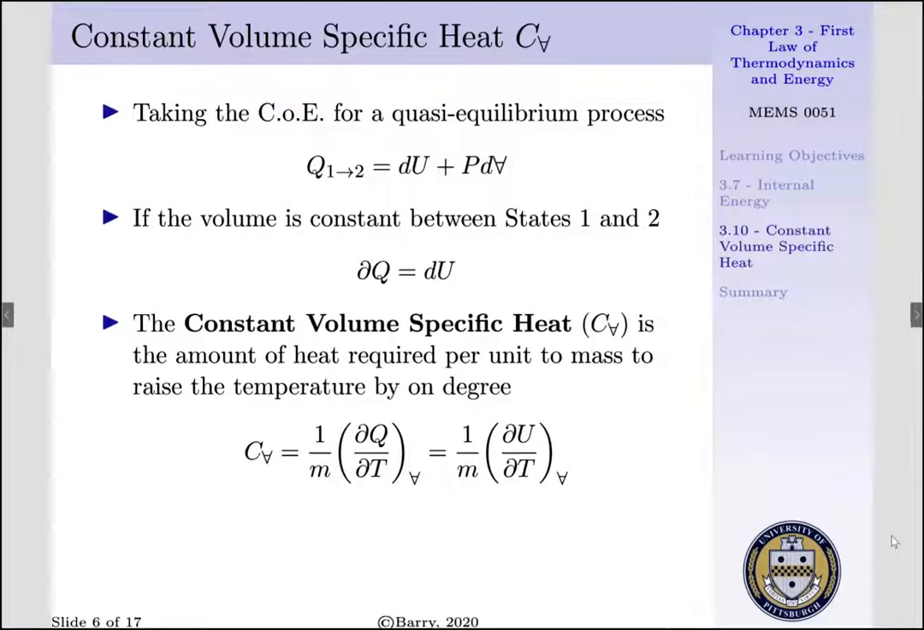Now, if we take our conservation of energy equation for a quasi-equilibrium process, Q, going from state 1 to state 2, is equal to dU plus PdV, and if our volume is constant between states 1 and 2, delta Q is equal to dU. Thus, we can find our constant volume specific heat, C sub V, as the amount of heat required per unit mass to raise our temperature by 1 degree. That is, C sub V is equal to 1 per m, delta Q per delta T. And our subscript V indicates it was for a constant volume process. And if we make the substitution from our conservation of energy equation, where delta Q is equal to dU, we have delta U per delta T.